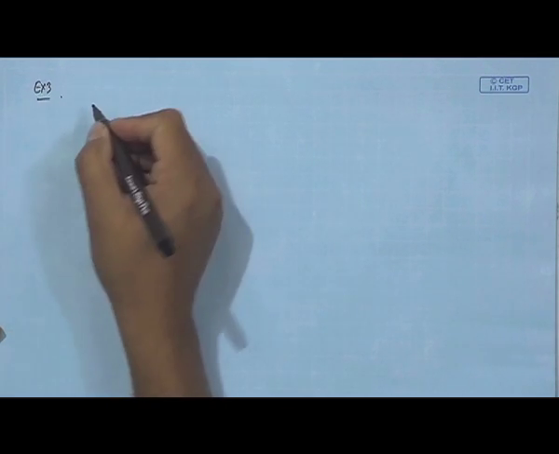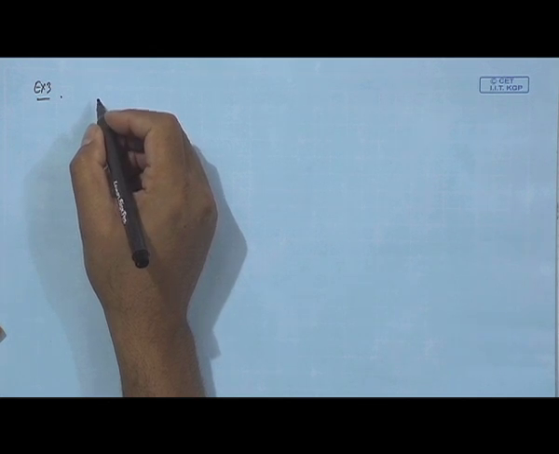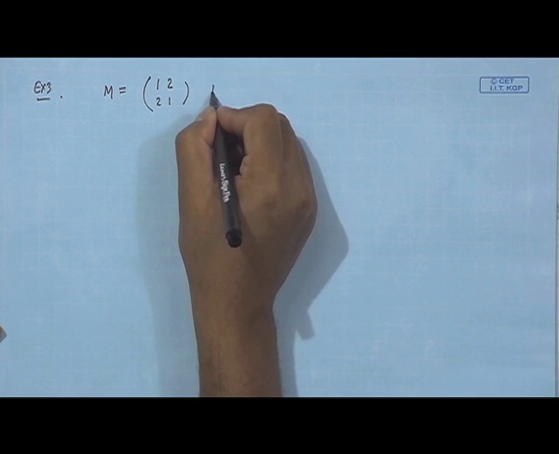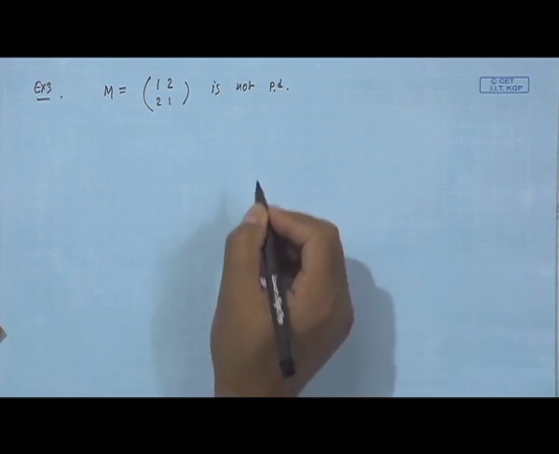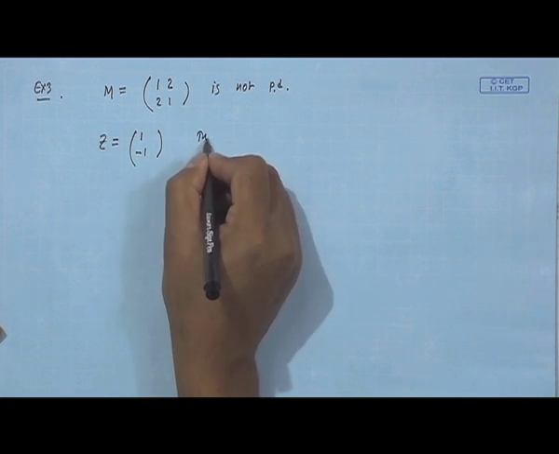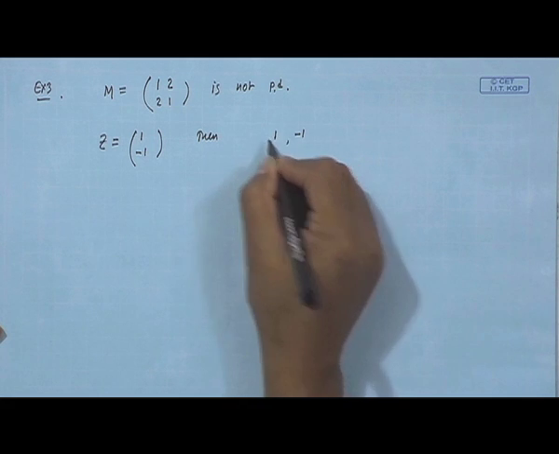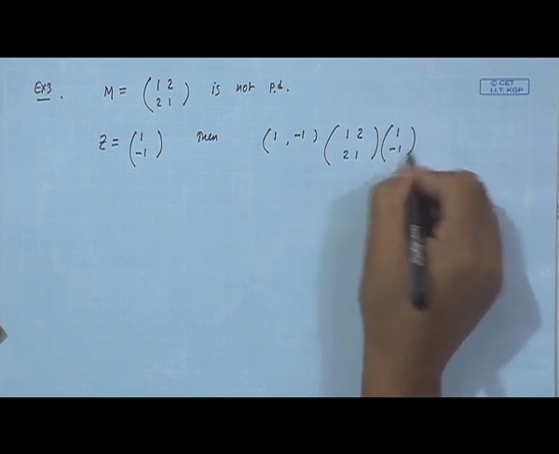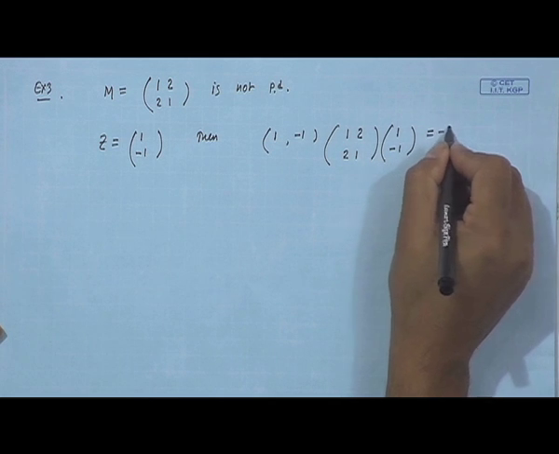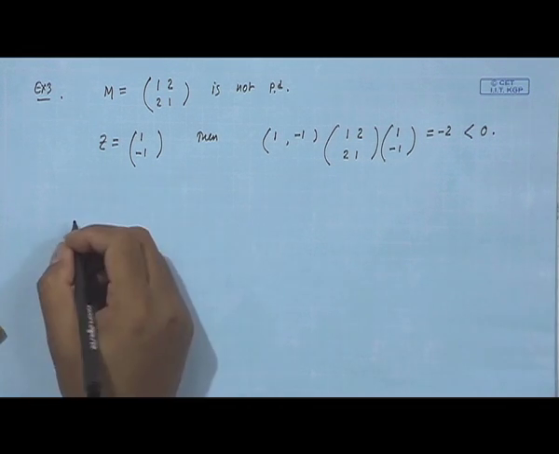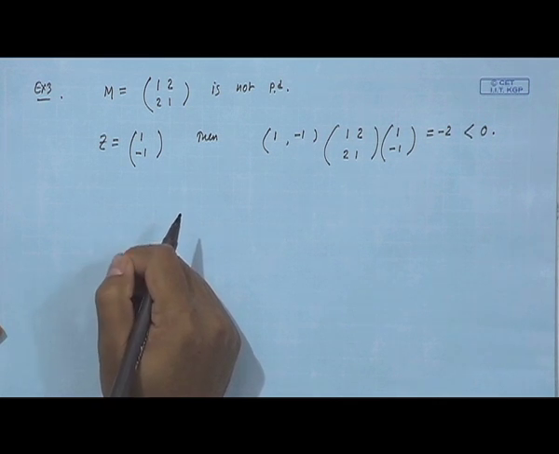I just give one more example, say example 3, which is not positive definite. So, take this matrix M, all positive terms 1 2 2 1, but this is not positive definite, because if you take z non-zero, say 1 minus 1, then you can check that 1 minus 1 times 1 2 2 1 times 1 minus 1 is equal to minus 2, which is less than 0. Well, so this is an example of a matrix which is not positive definite.